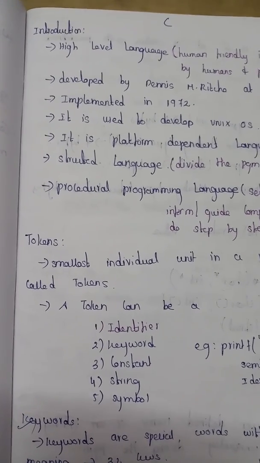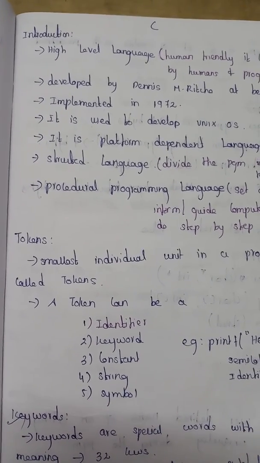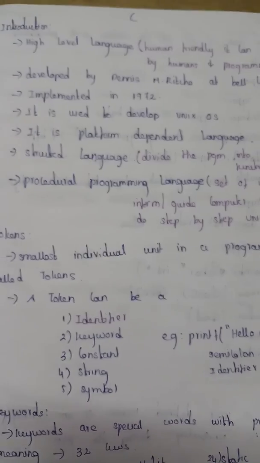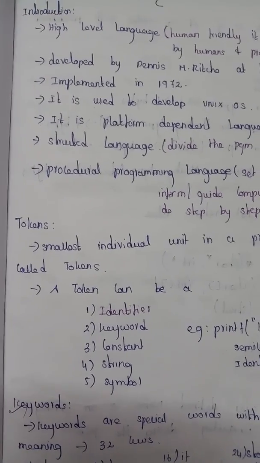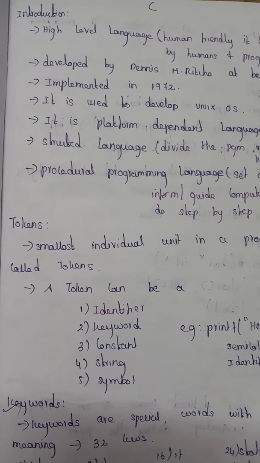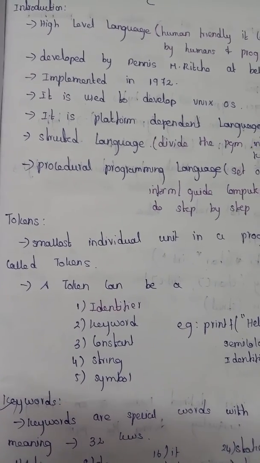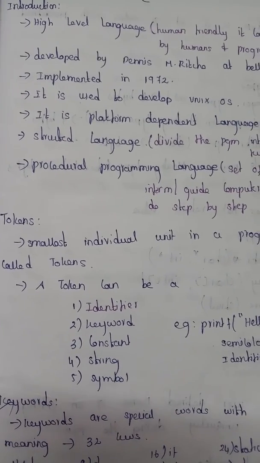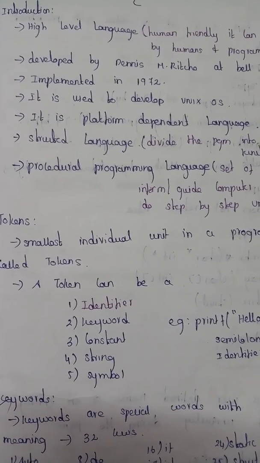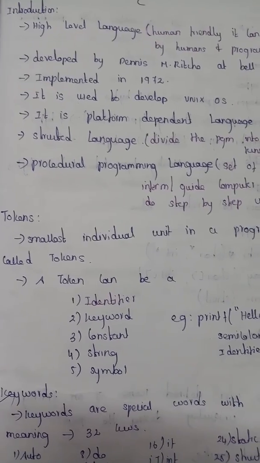Okay, it was developed by Dennis M. Ritchie at Bell Lab. It was implemented in the year 1972. First, it was used to develop Unix OS. OS means operating system, like Windows, Linux. Okay, it is a platform dependent language.